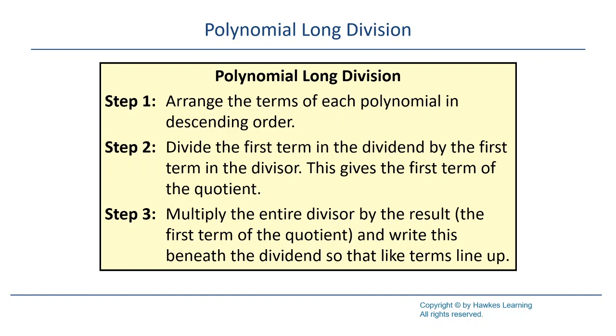So always arrange the terms in descending order. So that means largest power down to smallest power. In our case, it worked out because it was already in that order. If it's not in that order, always make sure that you redo it into that order, because if you don't, it's going to be very bad.